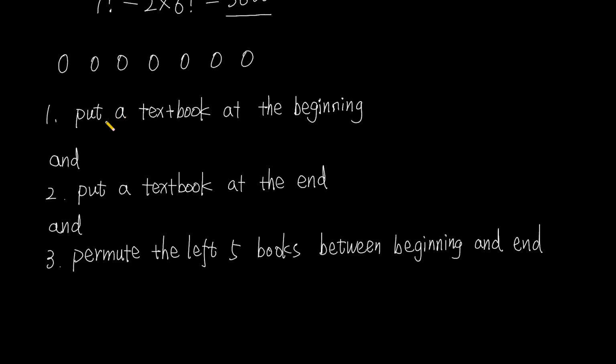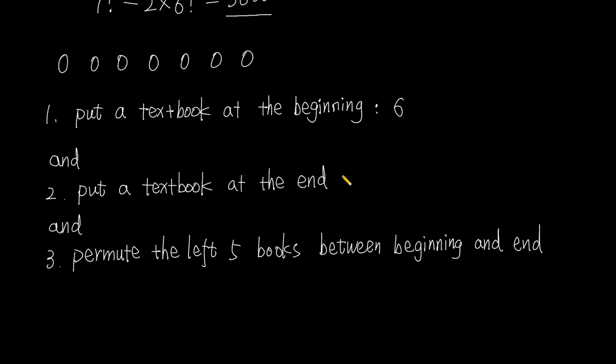Now let's go to step 1, put a textbook at the beginning. For step 1, we have 6 choices to put a textbook at the beginning, because we cannot put the single biggest textbook at the beginning. Now we can put the left 6 textbooks at the beginning, so we have 6 choices.